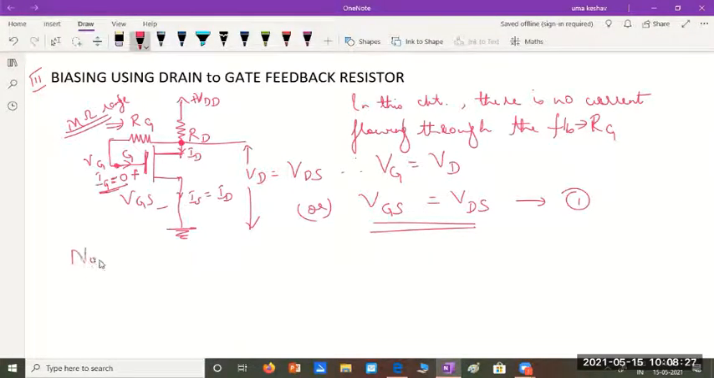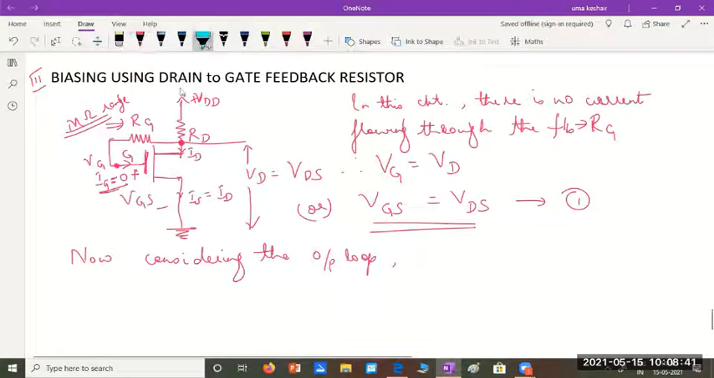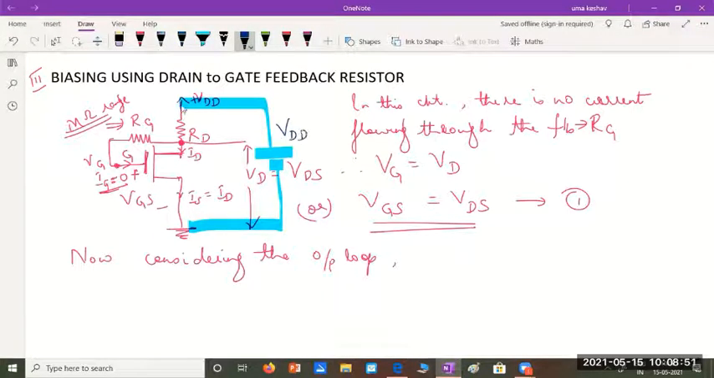Now, considering the output loop, can you write the output loop equation in this circuit? How do you complete the output loop? The supply is here, right? So this is your VDD. Showing the arrow here means VDD is connected like this.